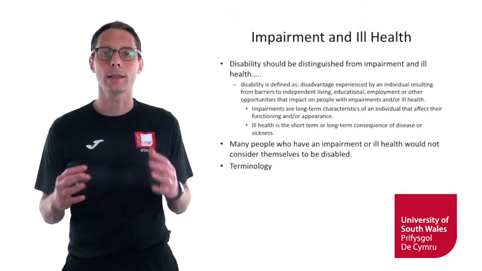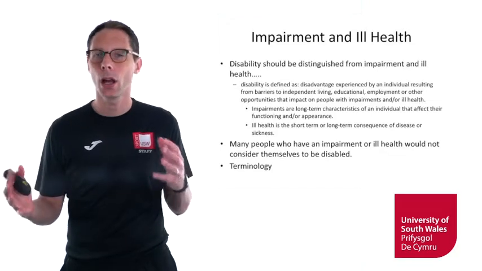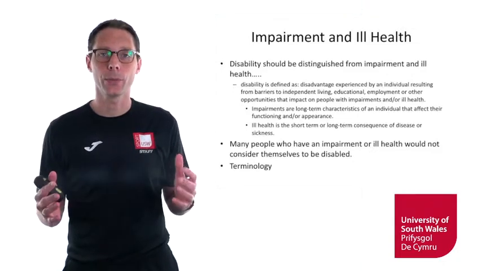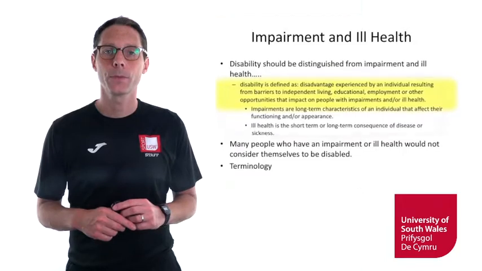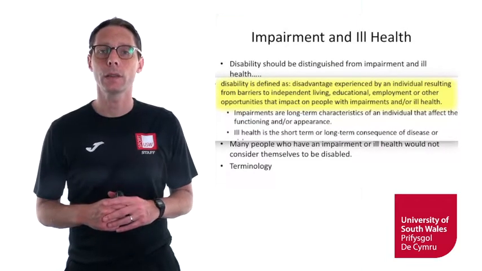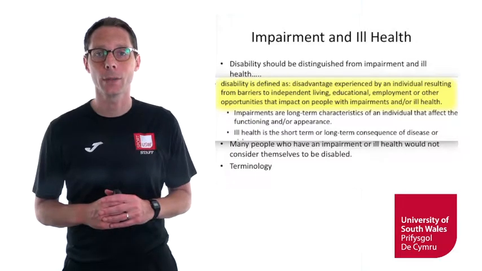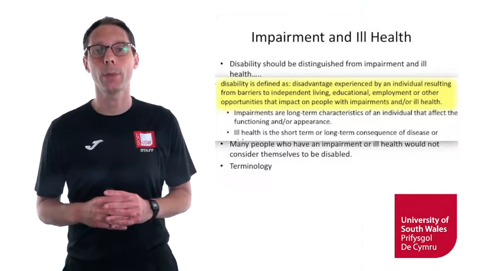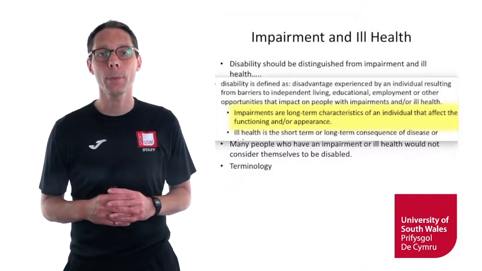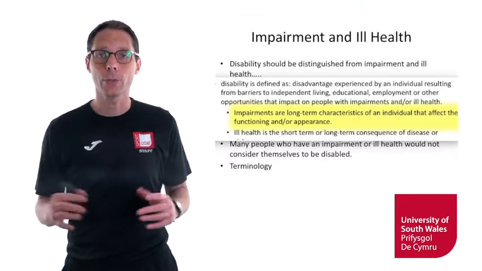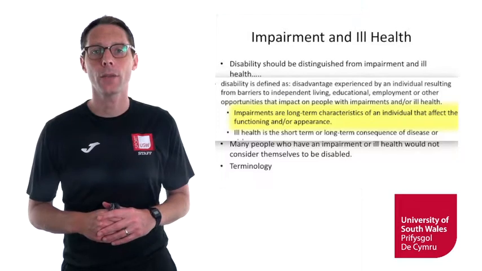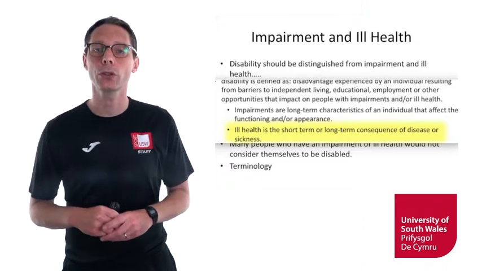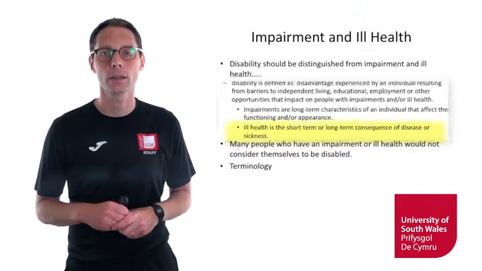It's important to highlight at this stage that impairment and ill health are two different things. So disability should be distinguished between the two. Disability is defined as disadvantage experienced by an individual resulting from barriers to independent living, educational, employment, or other opportunities that impact on people with impairments or ill health. Impairments can be seen as long-term characteristics of an individual that affect their functioning and or appearance. Ill health is the short-term or long-term consequence of disease or sickness.